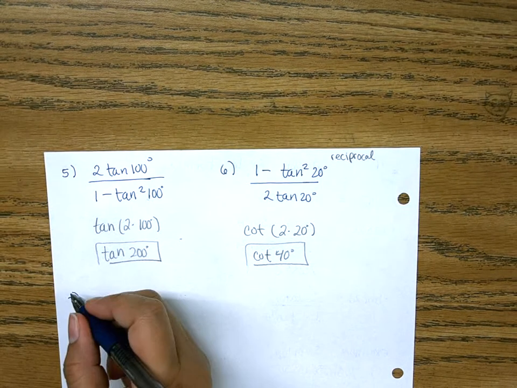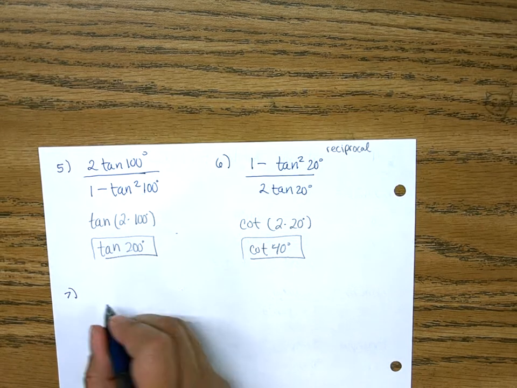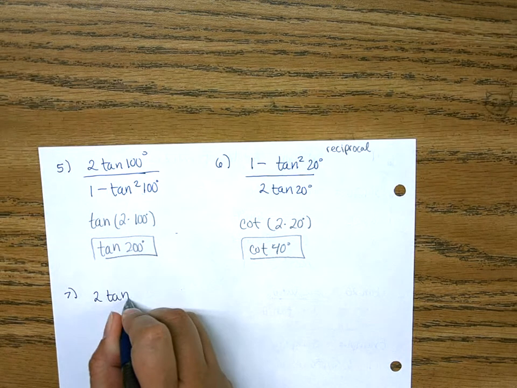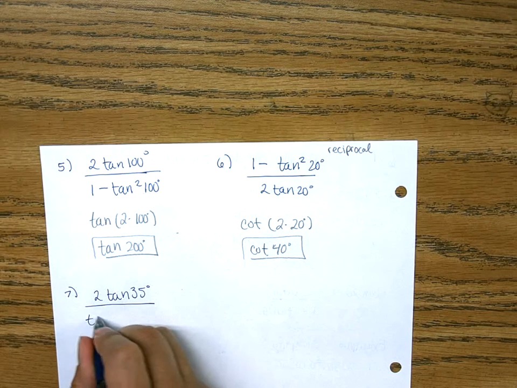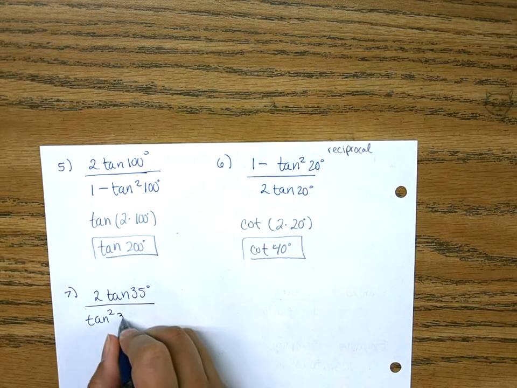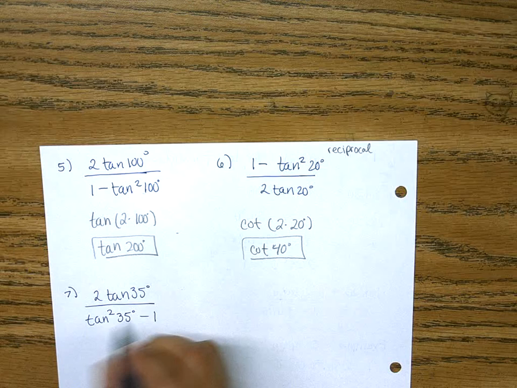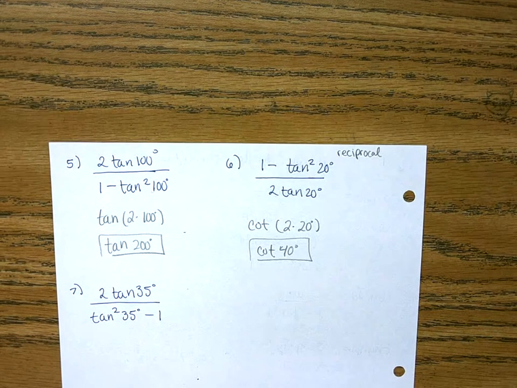Okay, let's try another one like that. Number 7, 2 tan 35 degrees over tan squared 35 degrees minus 1.